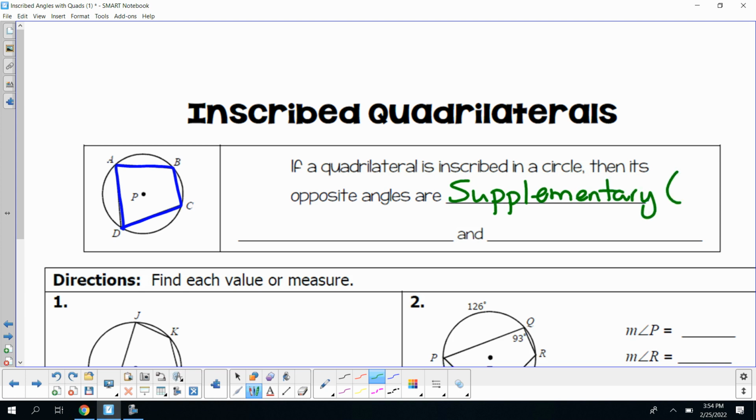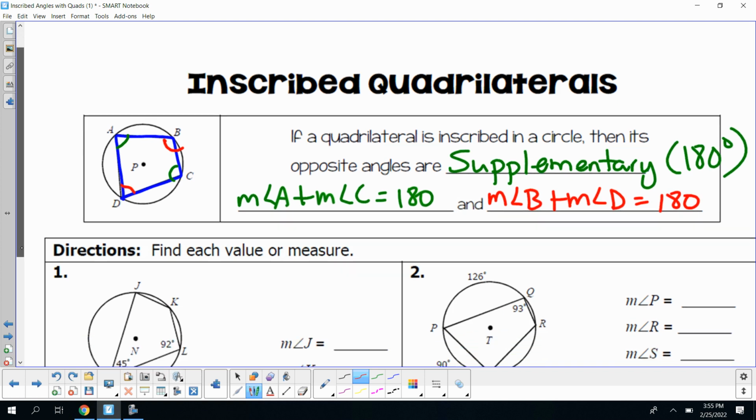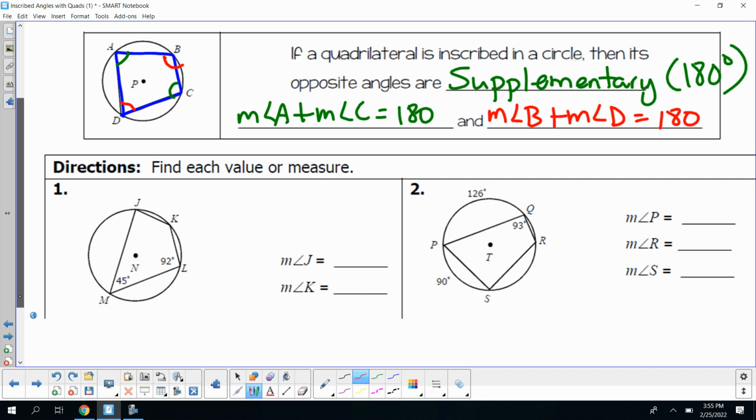Meaning that they add up to 180 degrees. So that means that the measurement of angle A plus the measurement of angle C will equal 180, and the measurement of angle B plus the measurement of angle D is also going to equal 180. All right, let's take a look at a couple examples.